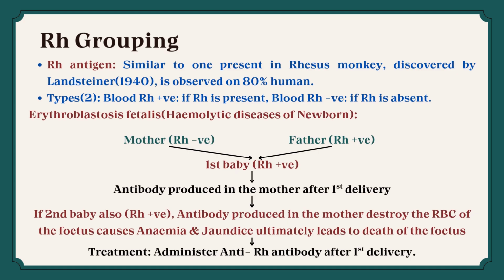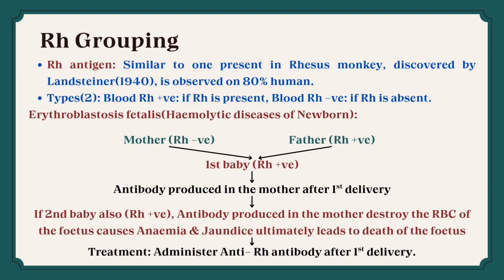RH blood grouping. RH antigen is similar to the one present in the rhesus monkey, which was discovered by Landsteiner in 1940, and is observed in 80% of humans. There are two types: blood RH positive and blood RH negative. If RH is present in the blood, it is known as RH positive, and if it is absent, it is known as RH negative.